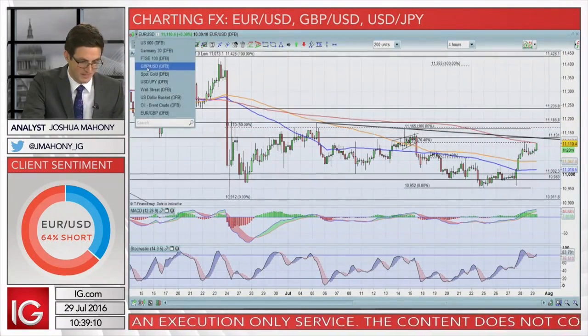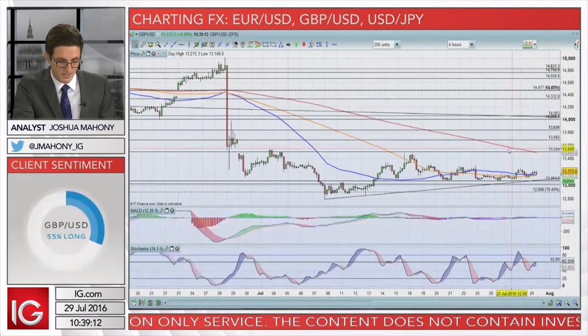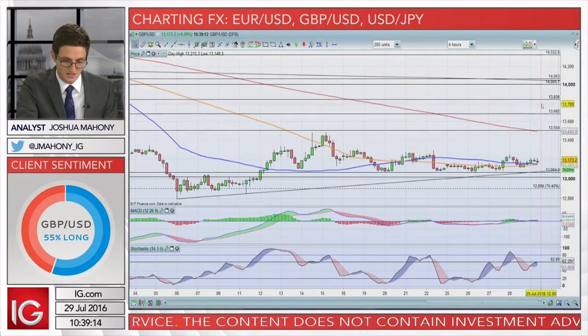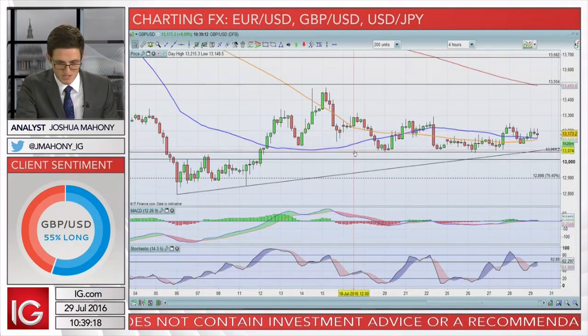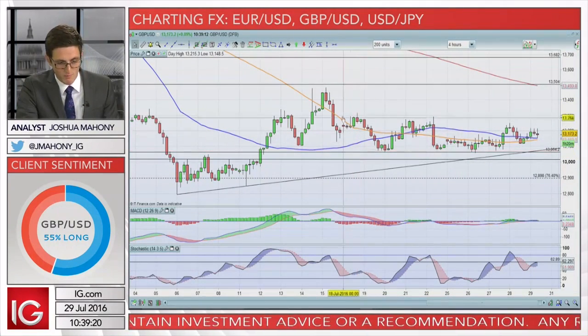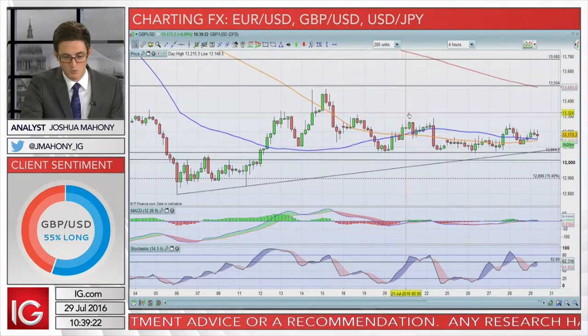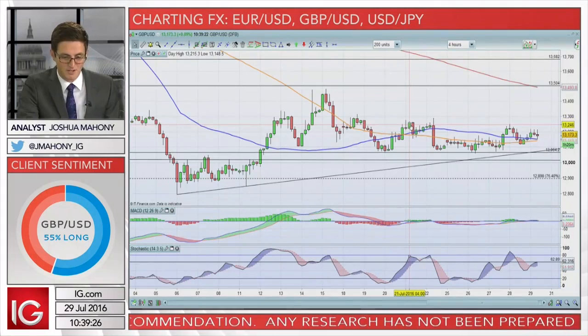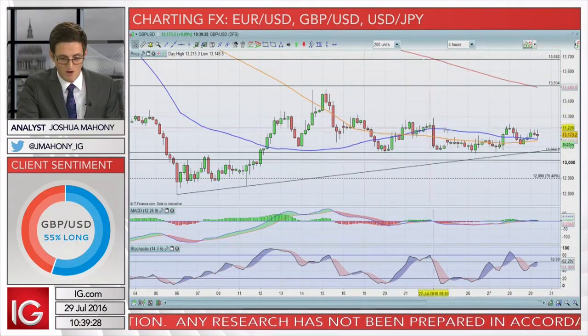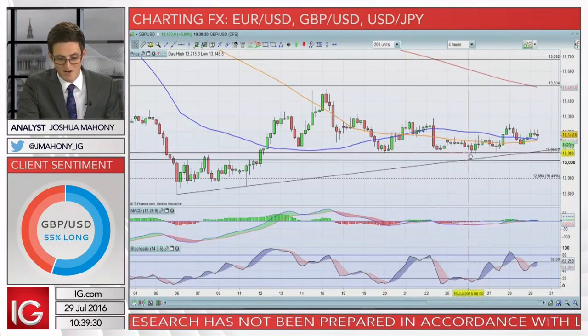Looking at what's happening closer to home, this is cable. A similar kind of story. Largely we've been seeing this rotate around this level, essentially 1.3064. Then we've seen, I guess you could call this a descending triangle. It might not necessarily look like one per se, but you can certainly see that we have lower highs in play and we have flatlining bottoms.